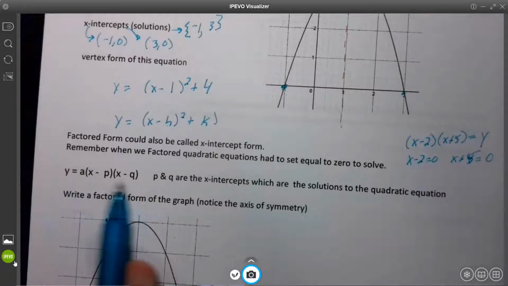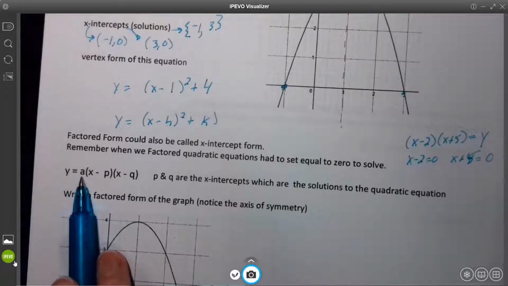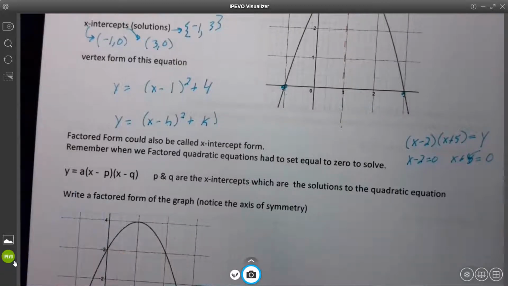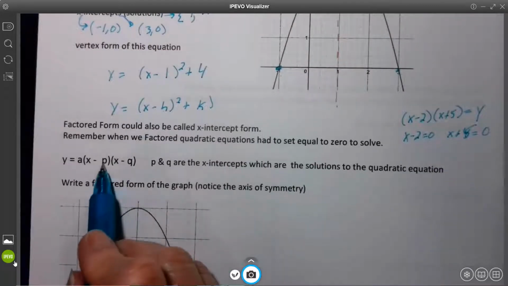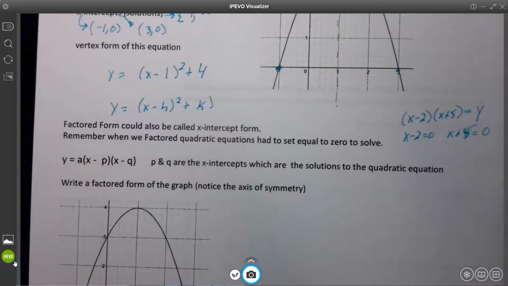So this is factored form. a is just like always. If it's negative, it opens down. Positive, it opens up. If it's a fraction, it's going to be wide. If it's a whole number, it's going to be narrow. That's the same. p and q are listed as the x-intercepts. So this is one x-intercept. This is the other. It doesn't matter which one's which.